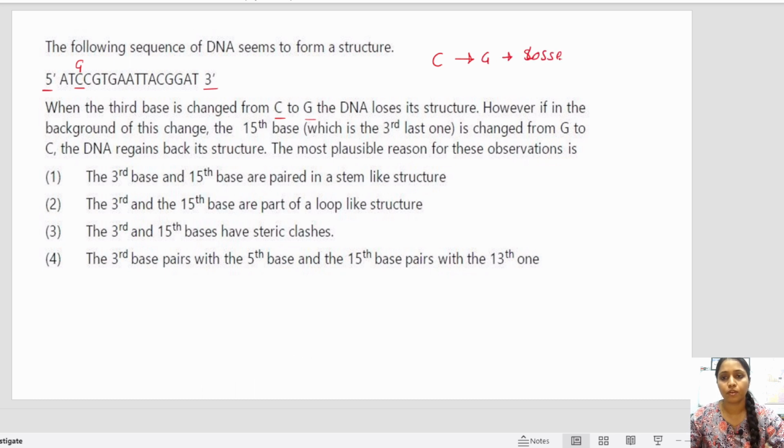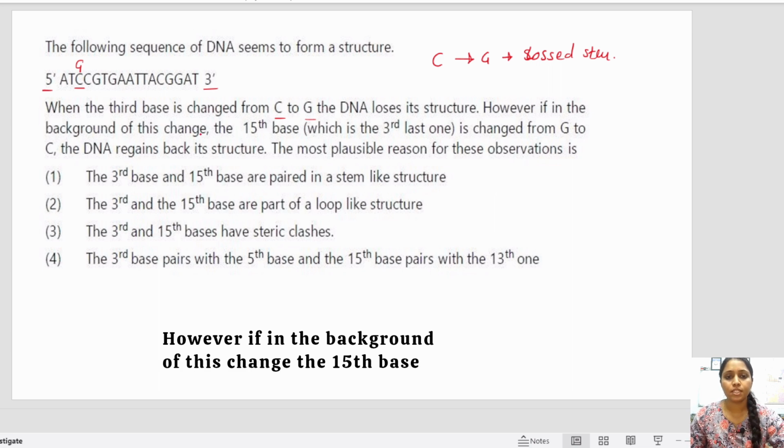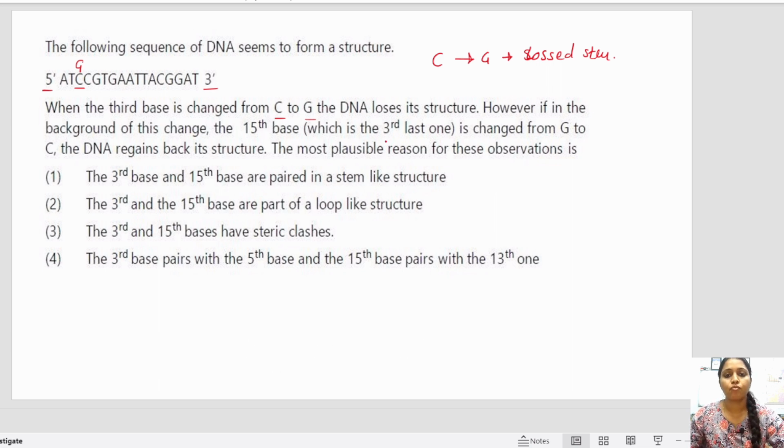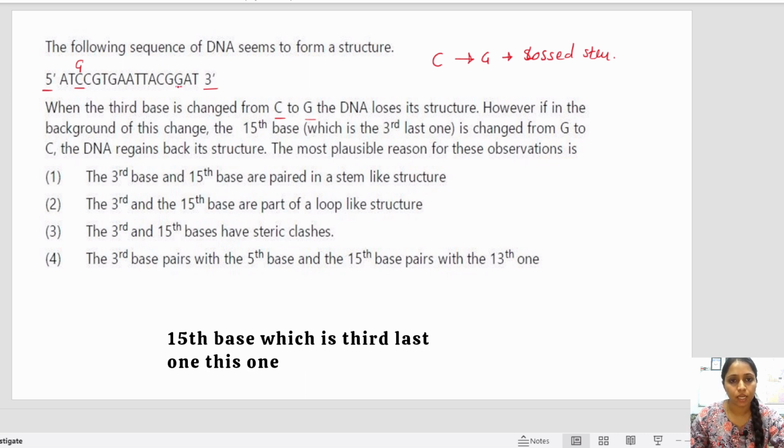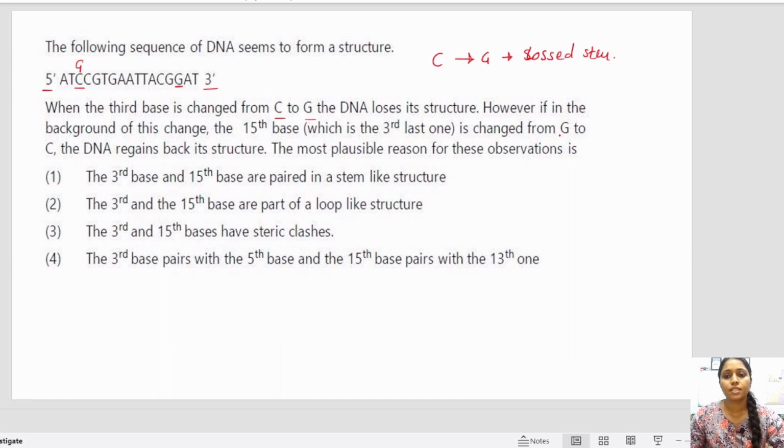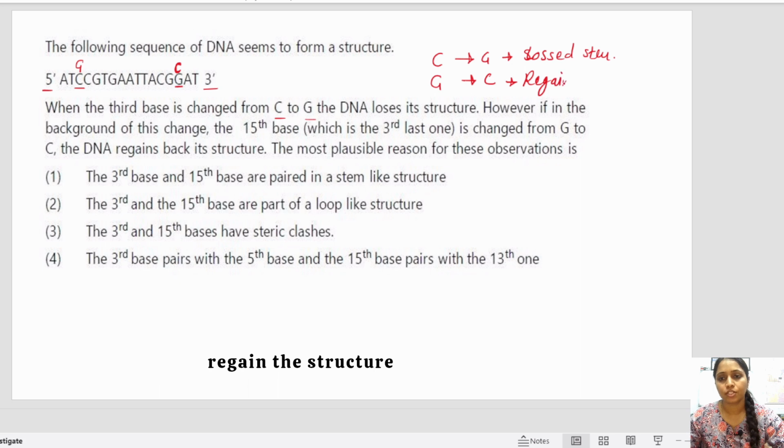So the structure is lost. Then, however, if in the background of this change, the 15th base, which is the third last one, is changed from G to C, the DNA regains its structure. So G to C change regains the structure.